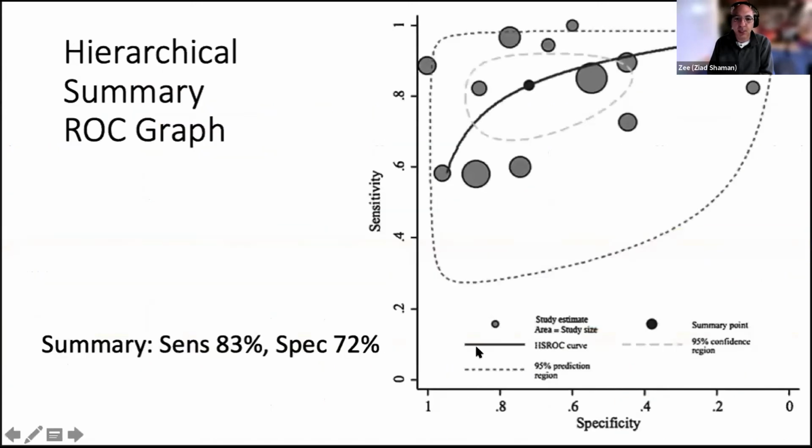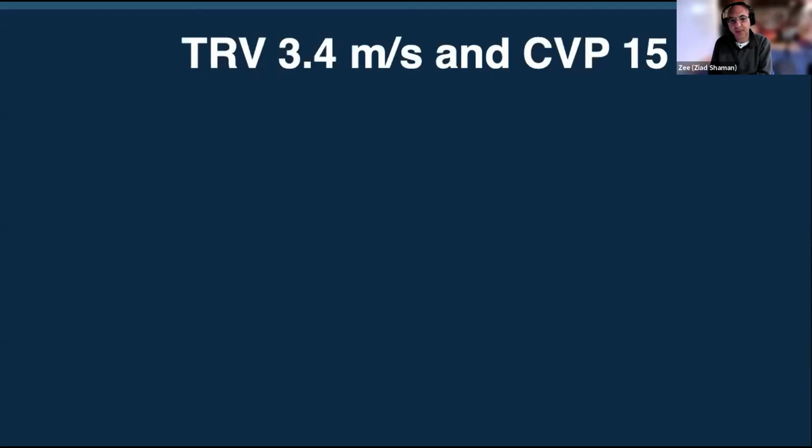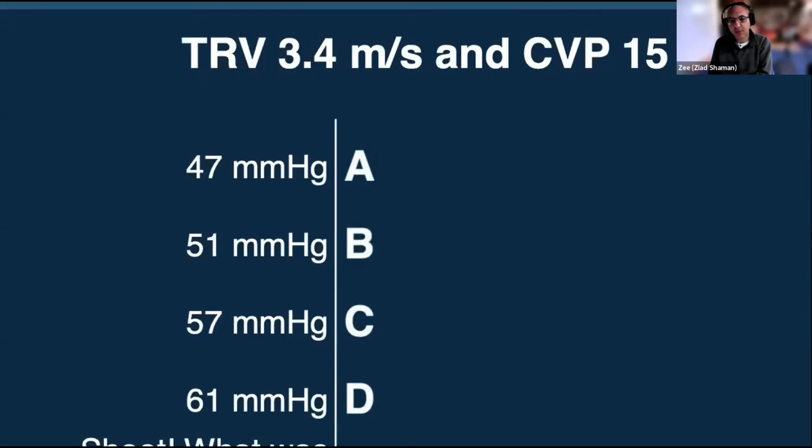This is a very nice way to represent all of the clinical trials that I showed you in the previous slide, by size of the clinical trial, using something called a hierarchical summary receiver operating characteristic curve, where you can see this line and the dot represent the sensitivity and specificity of using echo in measuring pulmonary artery pressure. So let's go back to one more question.